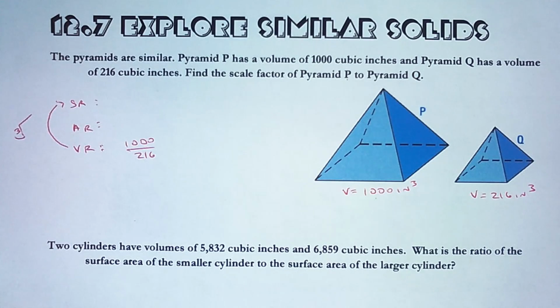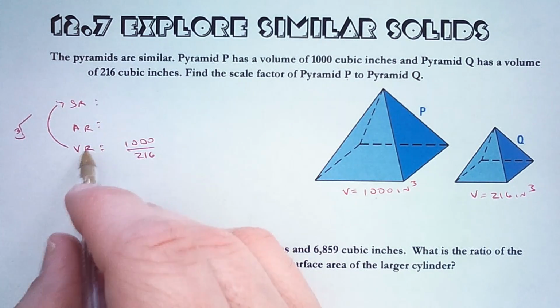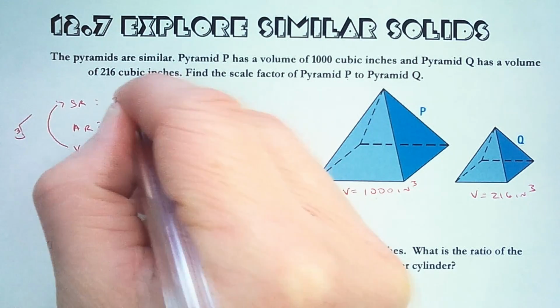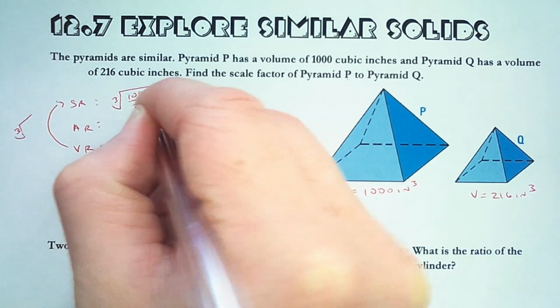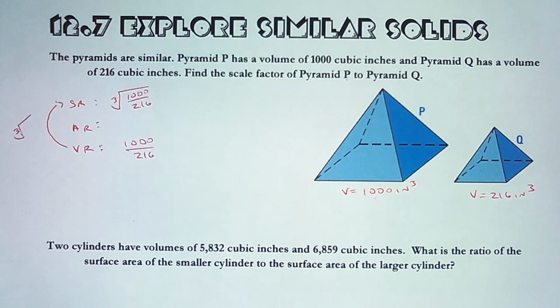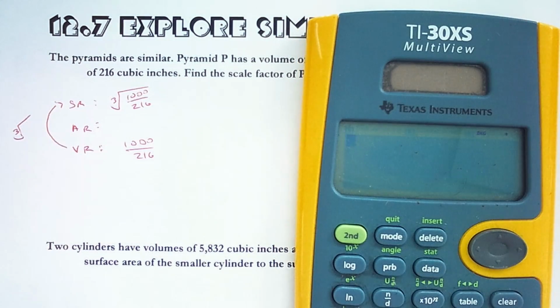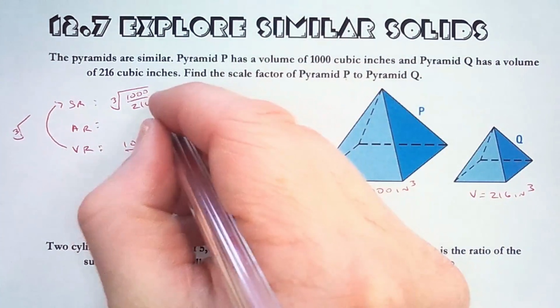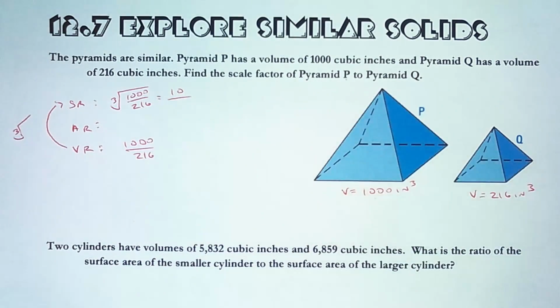So in order to get this volume ratio into a similarity ratio or a scale factor, we need to do the cubed root of 1,000 over 216. In our calculator, we'll do each individually. We've got the cubed root, so we're going to use this button right here. We'll type 3 and then that x root, so second and x root. Now we're doing the cubed root of 1,000, and that is 10. So the numerator in the similarity ratio is 10.